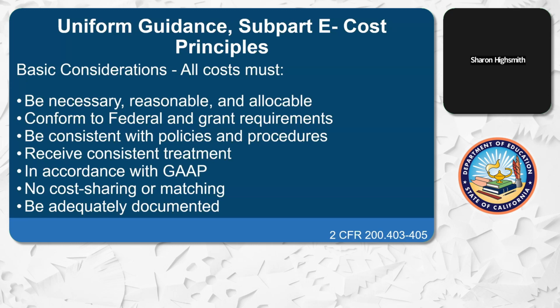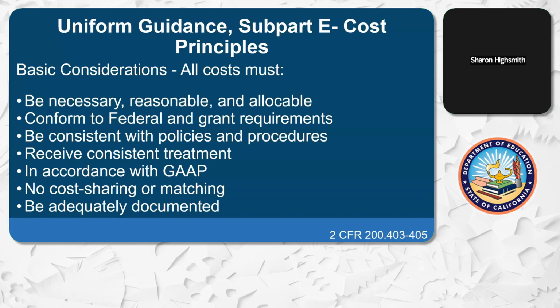Uniform Guidance Subpart E cost principle states all costs must be reasonable, necessary, and allocable. We'll start with necessary. Necessary is any ordinary expense for the operation, something that you will typically see. Reasonable would be the cost: is it reasonable to a prudent person under similar circumstances? Allocable is the cost specifically for the program, and if so, how much is used in the program.